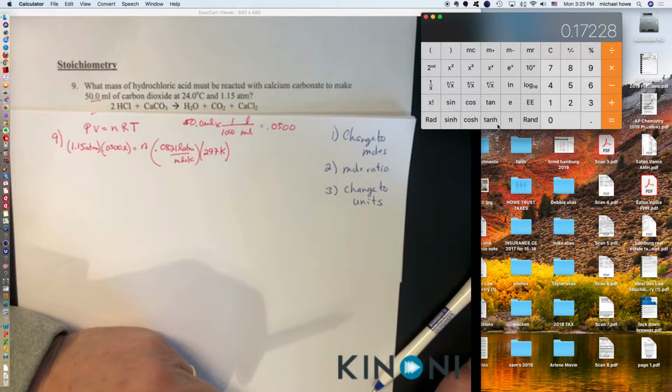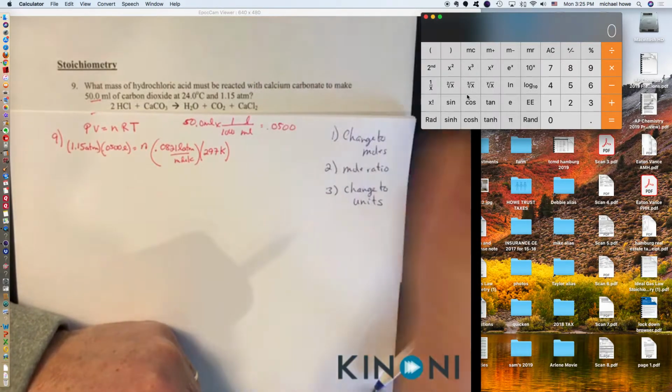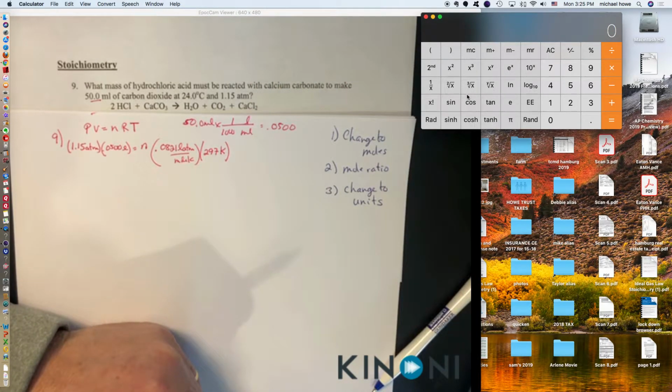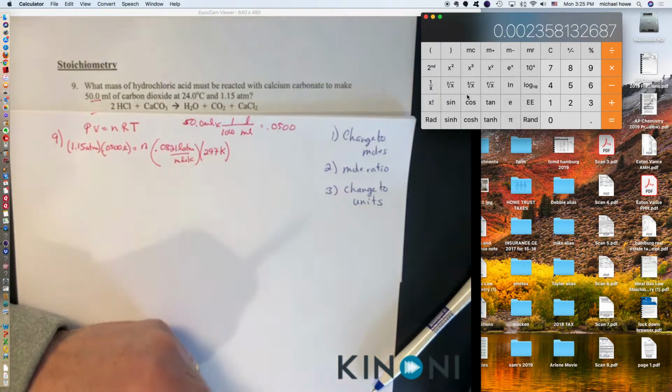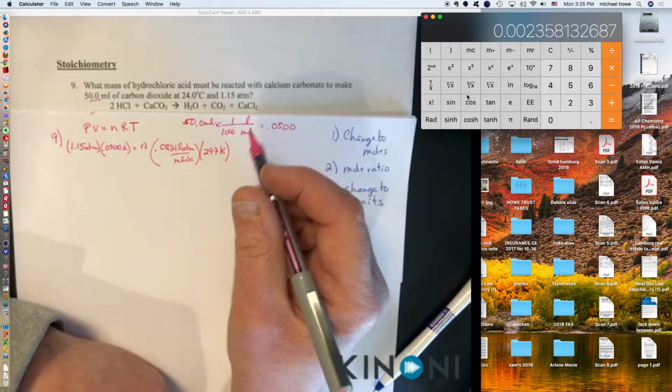To do that on our calculators, we're going to multiply the 1.15 by the 0.05, then divide by the numbers that are with the variable. Be sure that you understand your algebra, that you need to get this by itself, so you're going to divide by the things that are with it. So we have 1.15 multiplied by 0.0500. We're going to divide that number by 0.0821 and then divide again by 297. So we end up with 0.00236 moles.